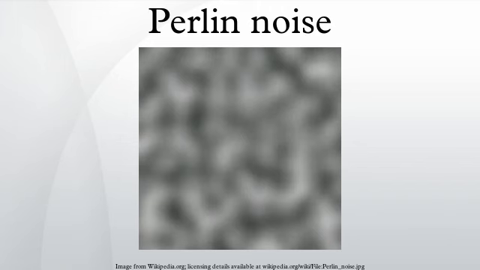Compute Perlin noise at coordinates x, y. Function perlin(float x, float y). Determine grid cell coordinates: int x0 equals floor of x, x1 equals x0 plus 1, int y0 equals floor of y, y1 equals y0 plus 1. Determine interpolation weights, could also use higher order polynomial S-curve here: float sx equals x minus x0, float sy equals y minus y0. Interpolate between grid point gradients: float n0, n1, ix0, ix1, value.